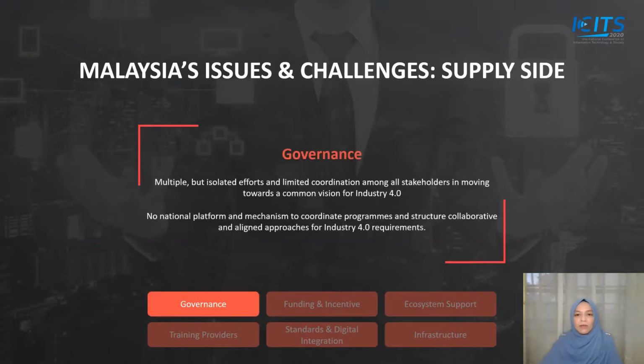First is on governance. Multiple but isolated efforts and limited coordination among all stakeholders in moving towards a common vision for Industry 4.0. Also, no national platform and mechanism to coordinate programs and structure collaborative and aligned approaches for Industry 4.0 requirements.